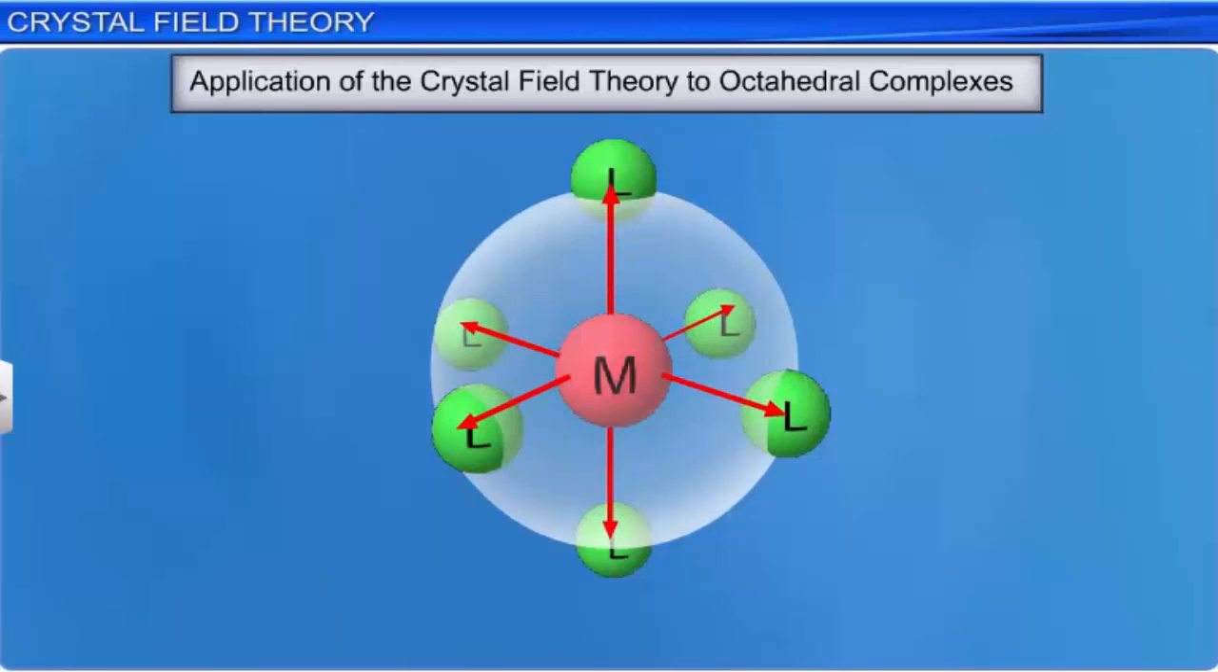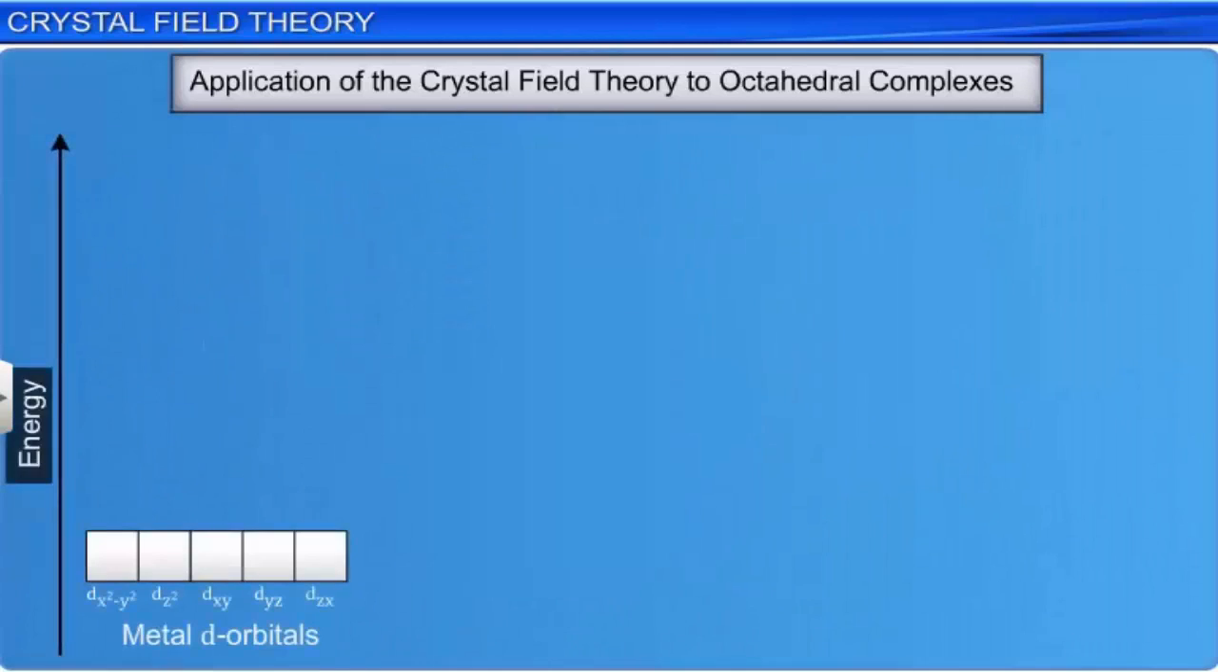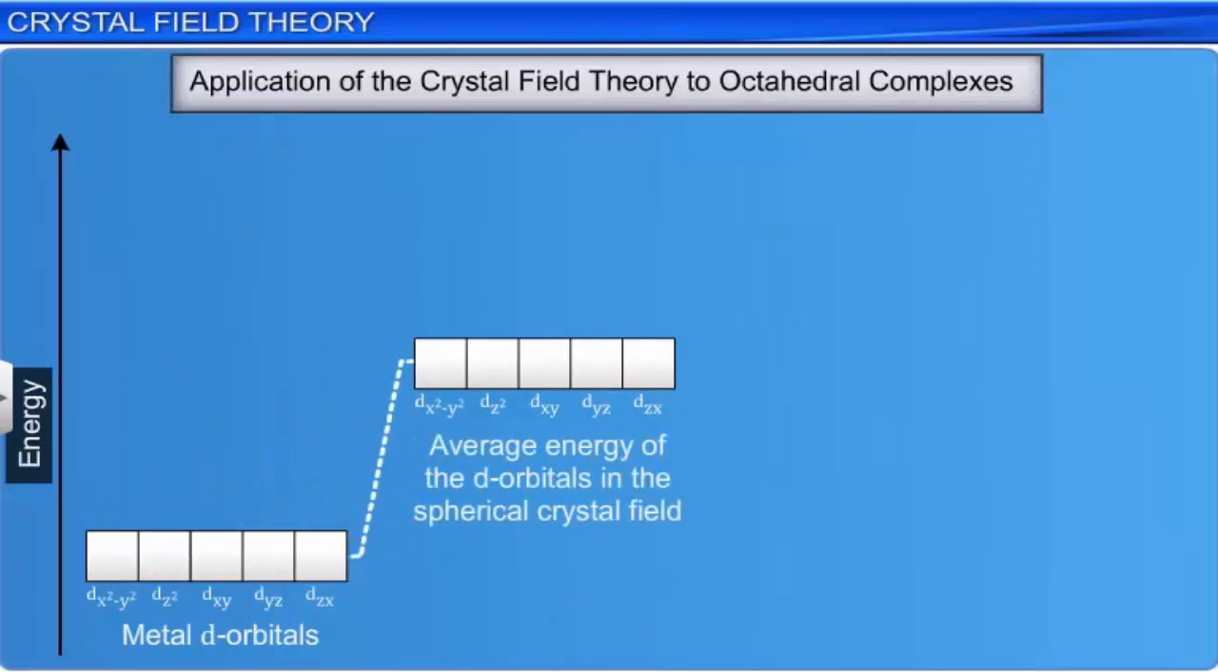At this stage, the energy of all the d orbitals is raised by the same amount. That is, the 5 d orbitals still remain degenerate. The average value of the energy of the d orbitals at this stage is taken as 0, and this is called the barycenter.